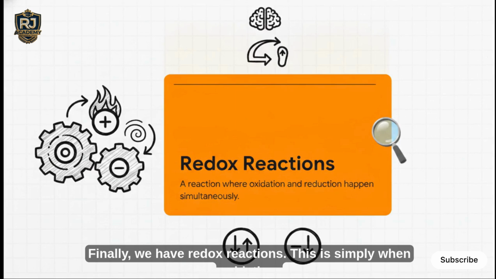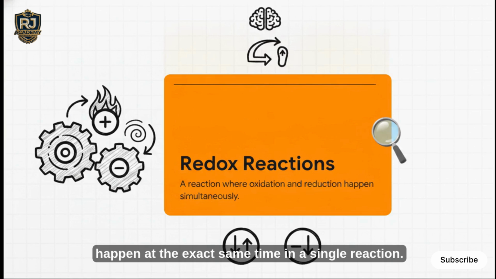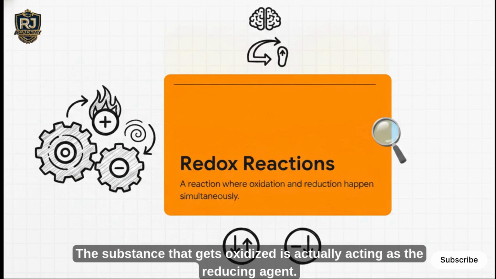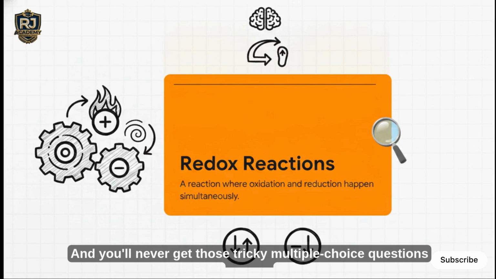Finally, we have redox reactions. This is simply when oxidation, which is gaining oxygen, and reduction, which is losing oxygen, happen at the exact same time in a single reaction. The ultimate exam hack here is a mental flip. The substance that gets oxidized is actually acting as the reducing agent. And the substance that gets reduced, well, that is your oxidizing agent. Just reverse the roles in your head and you'll never get those tricky multiple choice questions wrong.